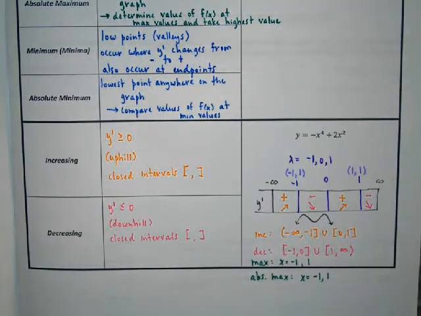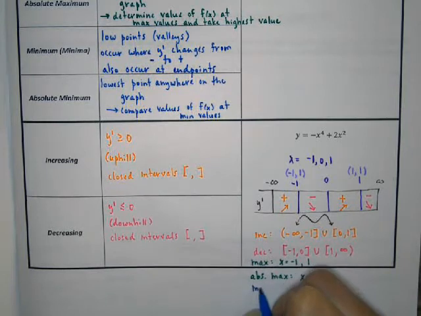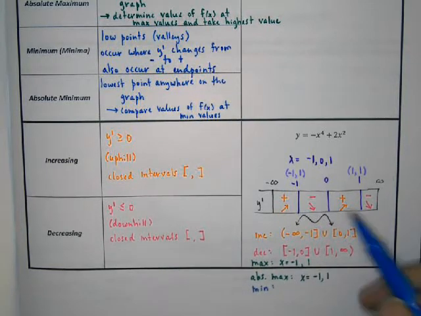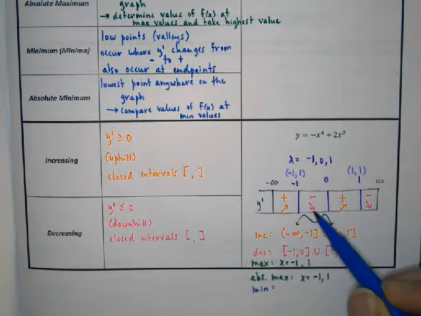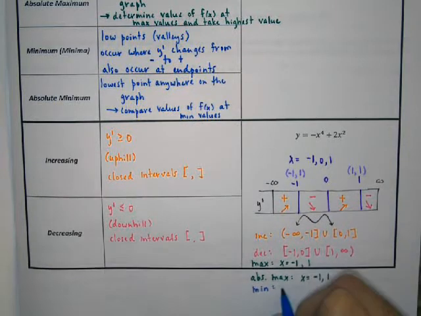So looking at my graph, I have a minimum value that occurs at x equals 0, because I change from decreasing to increasing.